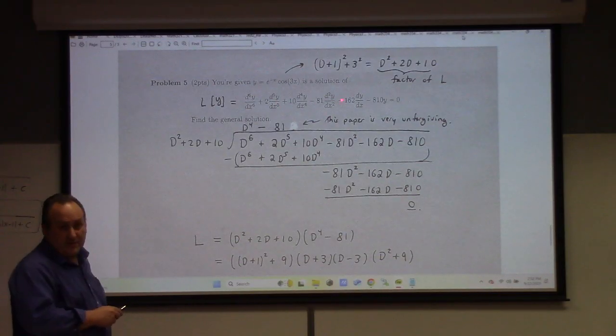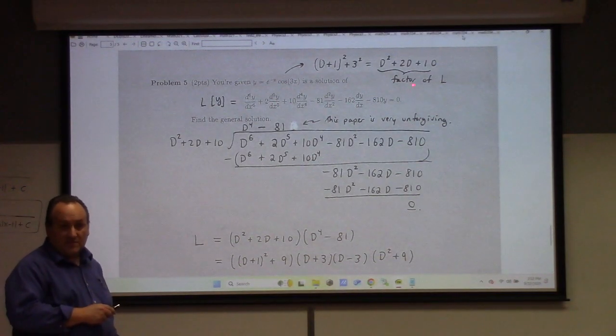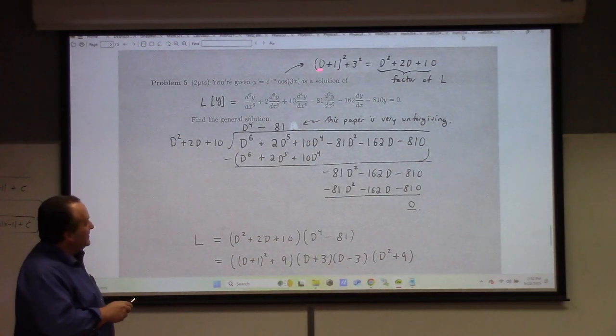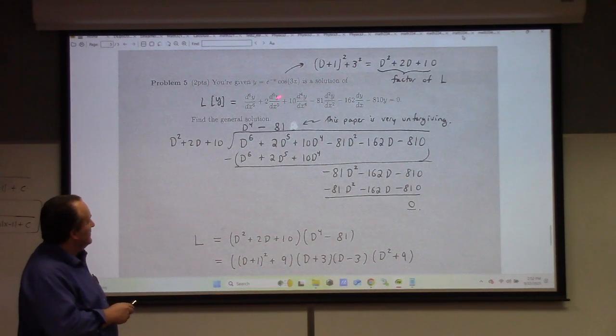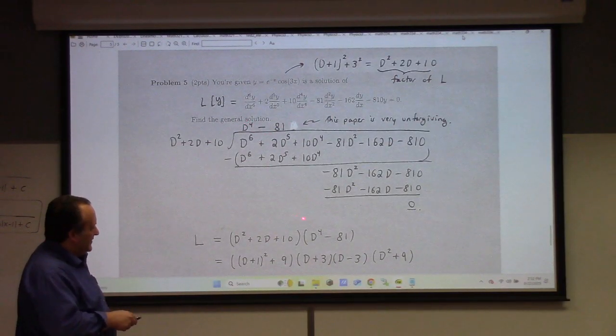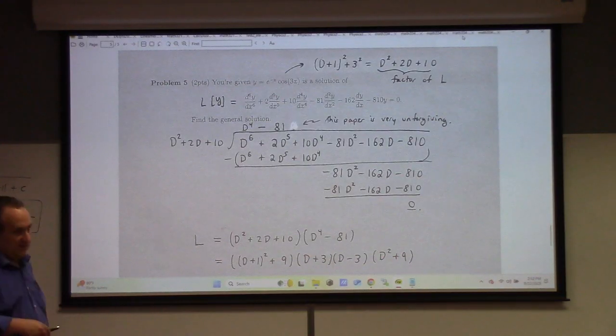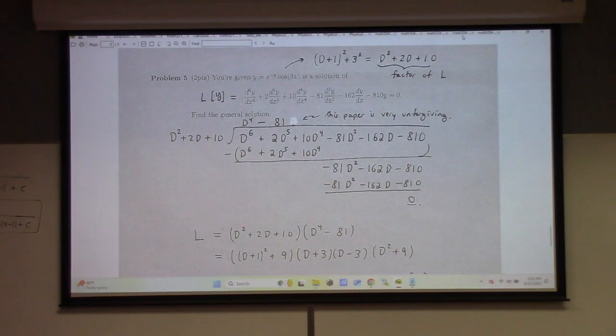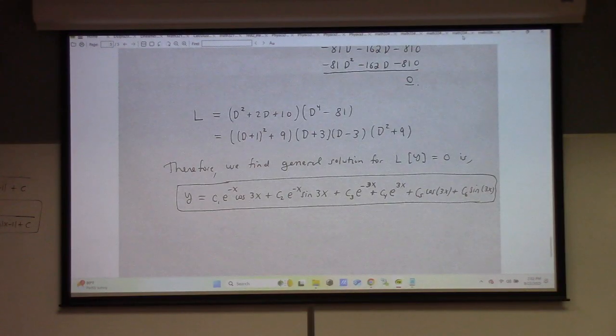But here's what I was talking about in terms of multiplying out. Here's where multiplying out matters. Multiplying this operator out is what we need to do in order to divide it into the other, in order to find the cofactor of, in fact, d to the fourth minus 81, which of course factors nicely into d plus 3, d minus 3, times d squared plus 9. And once you have that, you can solve the thing, right?